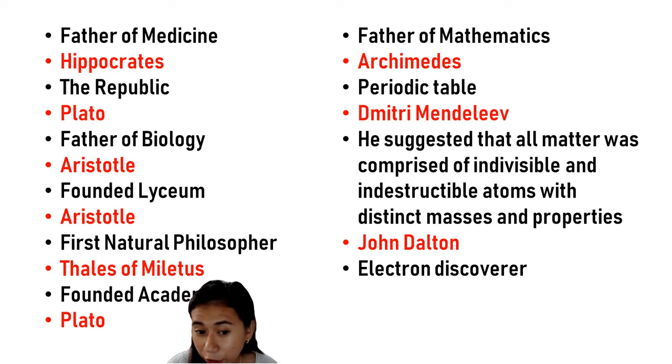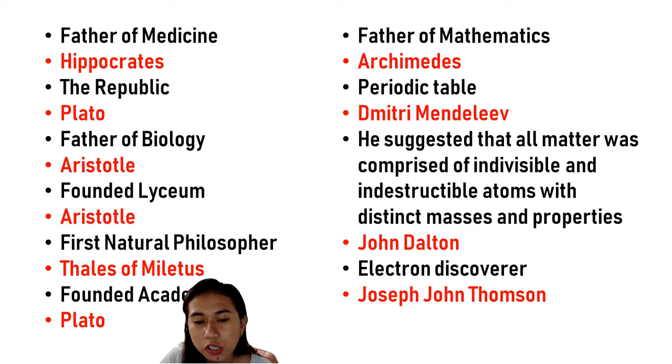Who is the electron discoverer? Do we still recall who discovered the electron? Joseph Thomson, J.J. Thomson, Joseph John Thomson. How about protons? Ernest Rutherford. How about neutrons? I think I didn't mention that one earlier. Chadwick. Remember that, Sir James Chadwick, he's the one for the neutrons. All right. Next, number six.